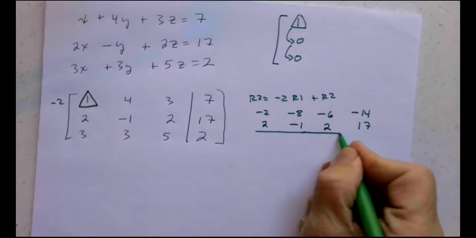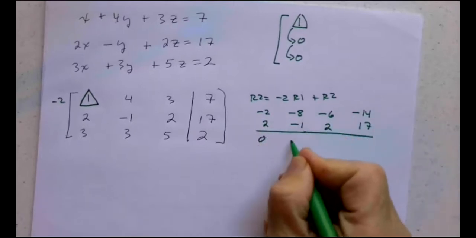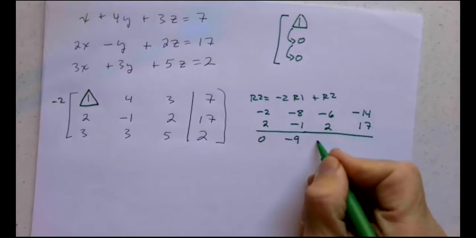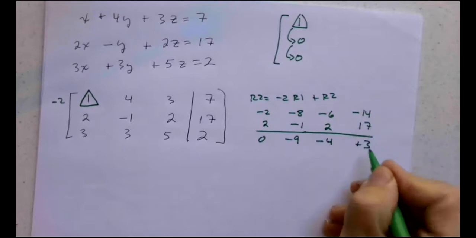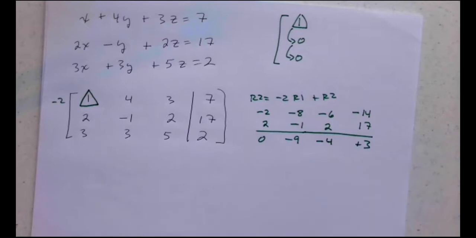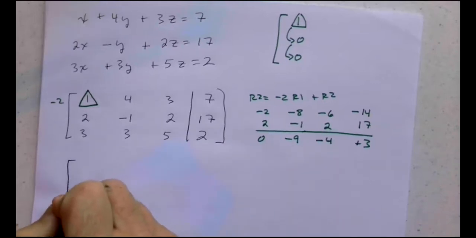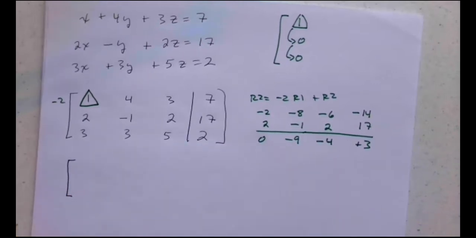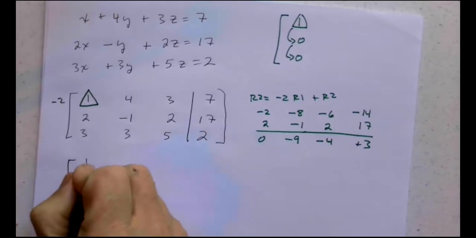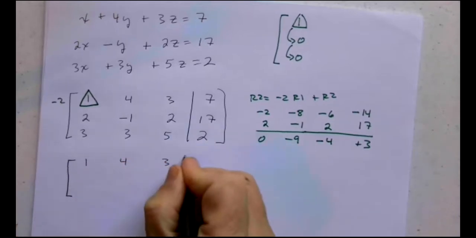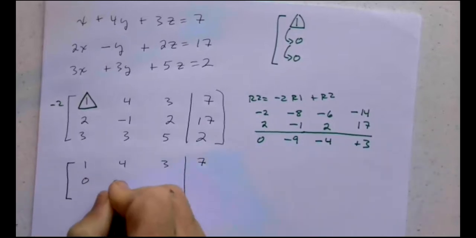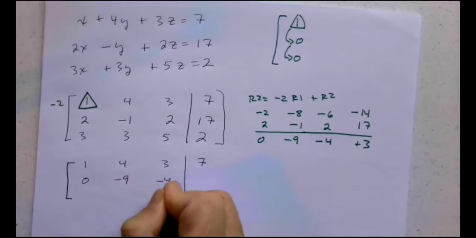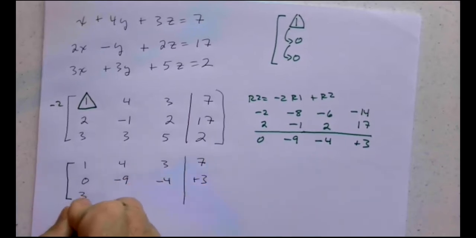And what is my result? 2 minus 2 is 0, -8 and -1 is -9, -6 and 2 is -4, -14 plus 17 is +3. This becomes my new row 2. So we will create the matrix again. Row 1 hasn't changed. Row 1 is still 1, 4, 3, 7. Row 2 is now 0, -9, -4, +3. Third row, we're going to change now.